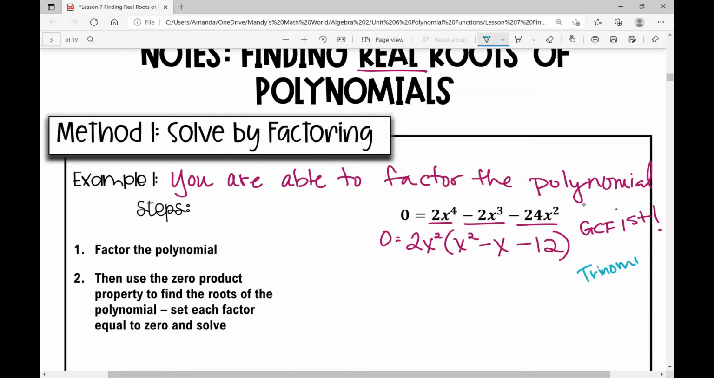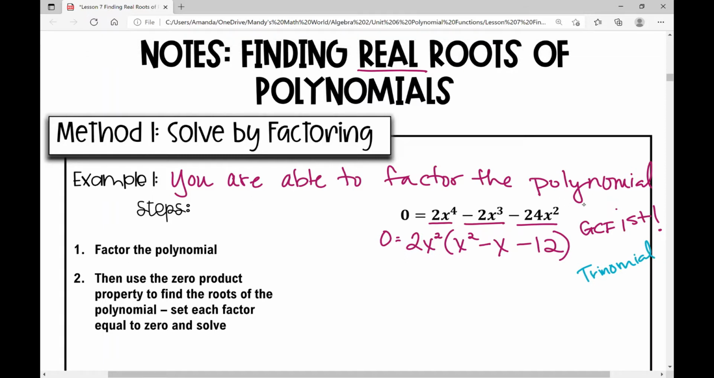In what's inside those parentheses, I need two numbers that multiply to negative 12 and have a sum of negative 1. Those signs are going to be opposite, and we're really subtracting to get negative 1, and our numbers are negative 4 and positive 3. So when I factor this, I write my GCF, and I factor it as x minus 4 times x plus 3. And now we have our polynomial in factored form, or intercept form.